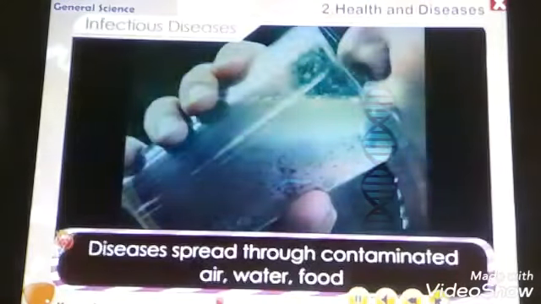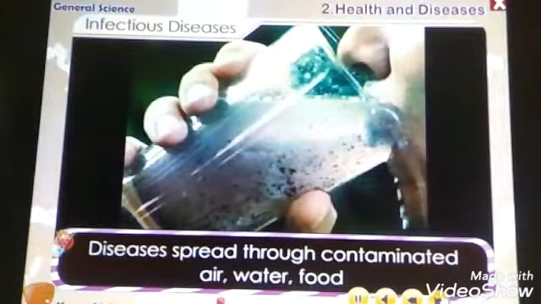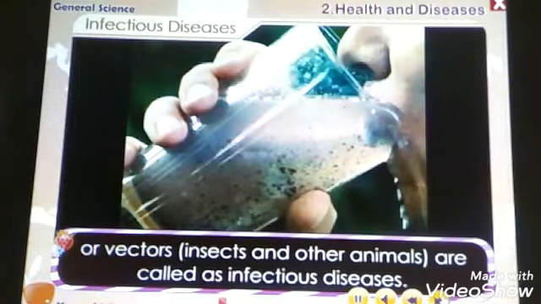Infectious disease. A disease that is spread through contaminated air, water or food, or through vectors, insects or other animals, is called an infectious disease.